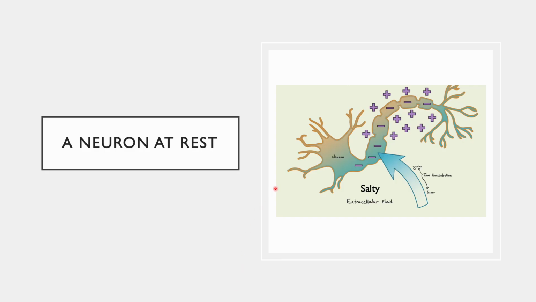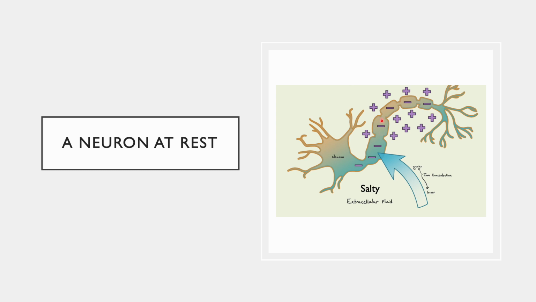Here is our neuron at rest. At rest, the inside of the neuron is actually more negatively charged than the outside of the neuron. We already know from my previous slides that the extracellular fluid contains plentiful sodium ions that are more highly concentrated outside of the cell. However, there's more potassium concentrated inside the cell. This might stump you because potassium has a positive charge.